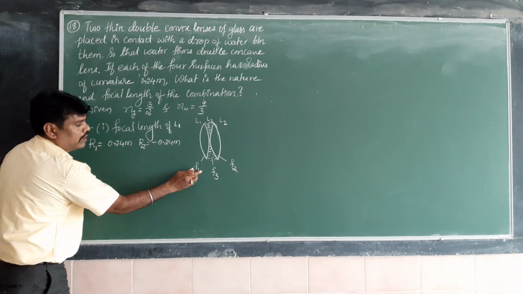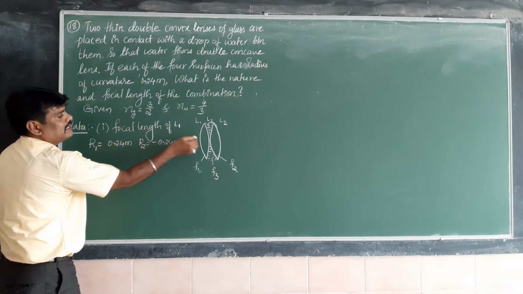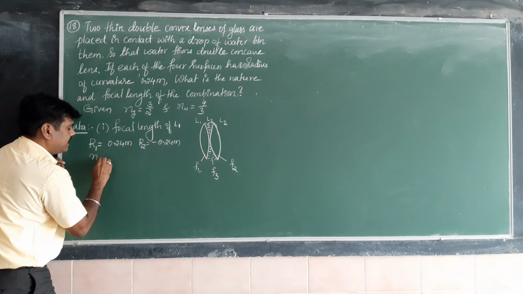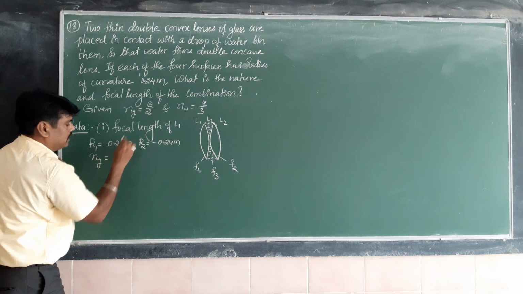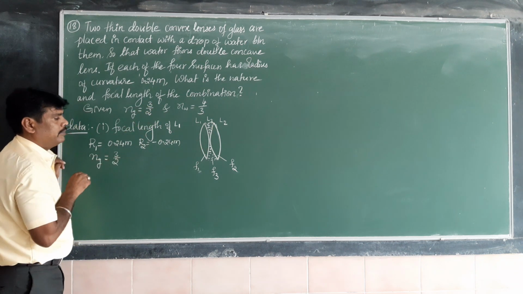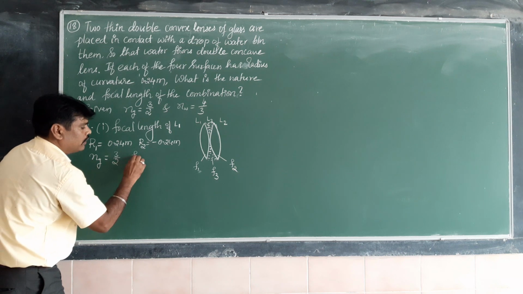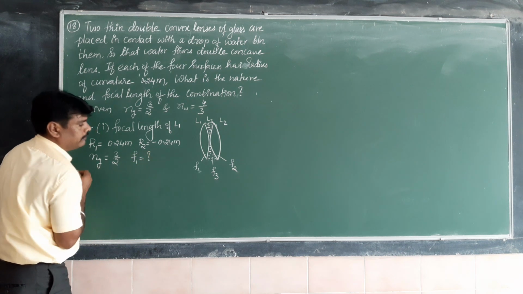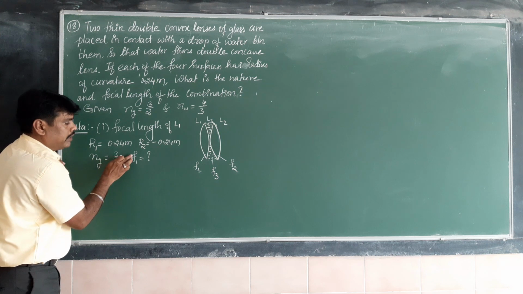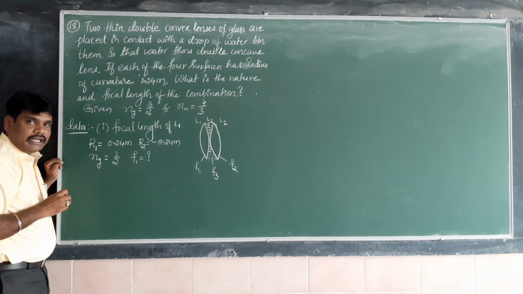R1 and R2 are given. We have to find the focal length, and the refractive index of glass is given. So the refractive index of glass, Ng, is equal to how much? 3 by 2. Ng is 3 by 2. And we have to find the focal length F1. F1 is the required quantity, and in the first case we have to calculate that.